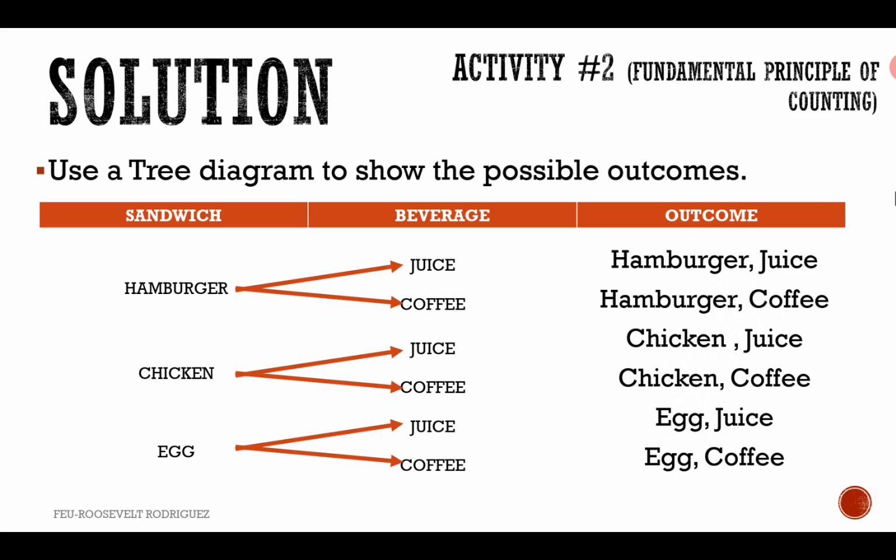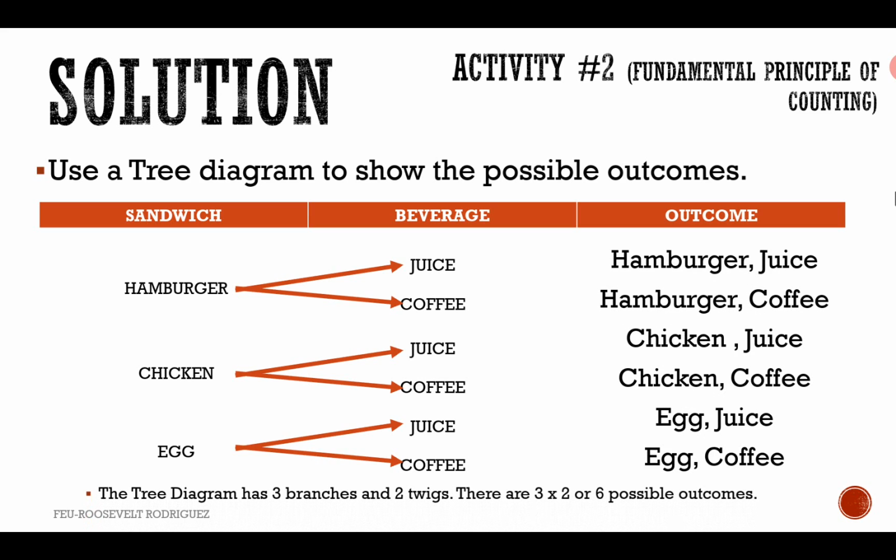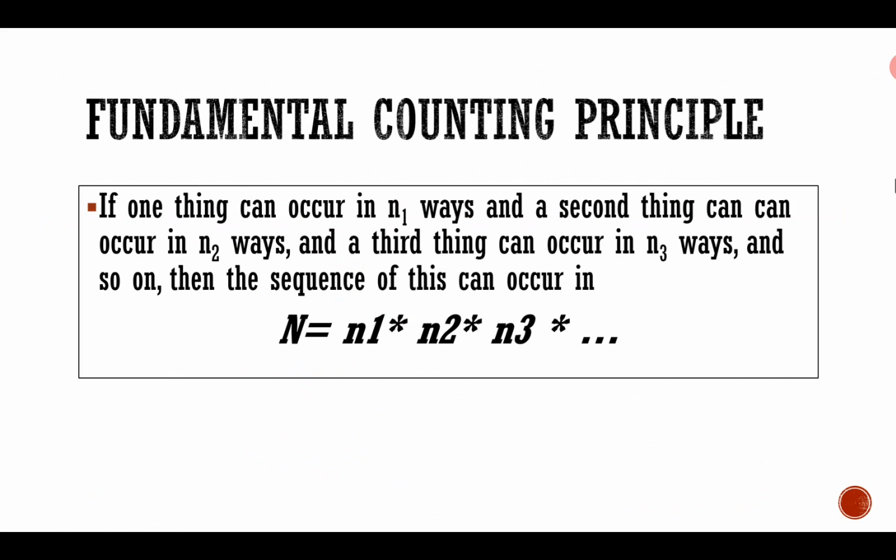Okay? Para mas mapadali. Kasi same lang naman yung concept na nakukuha natin palagi. So the tree diagram has 3 branches and 2 twigs. Okay? So there are 3 times 2 possible combinations. Therefore, we have 6 possible outcomes. So the formula pala is to simply multiply the outcomes of our event number 1 and our second event, which is 3 times 2. So the answer is 6.